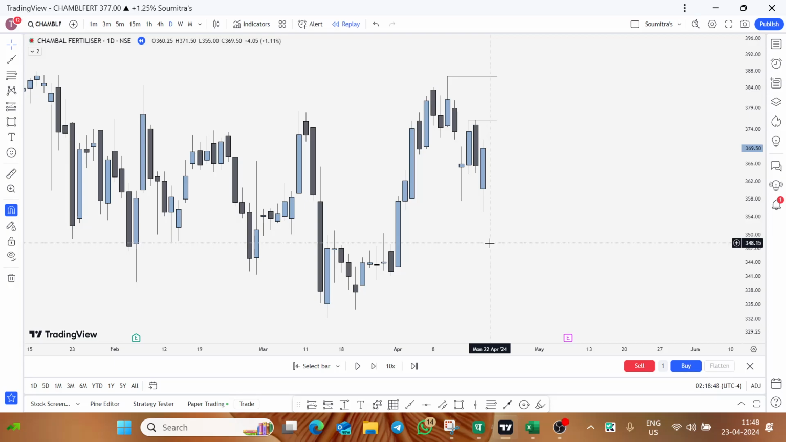So this trade was taken today, that means 23rd of April 2024. The stock name is CHAMBAL Fertilizer. And in order to understand this, we have to look at the daily chart 2 days back. That means here, 19th of April, Friday.